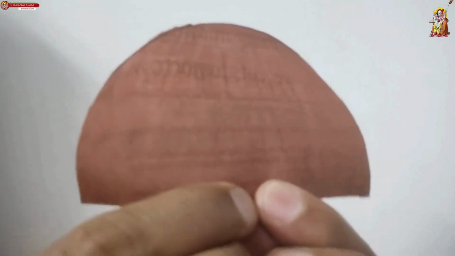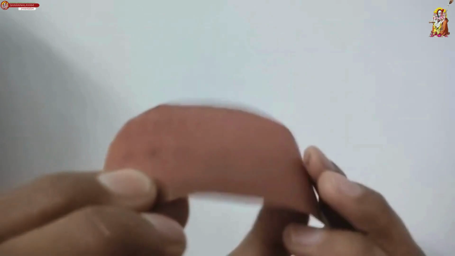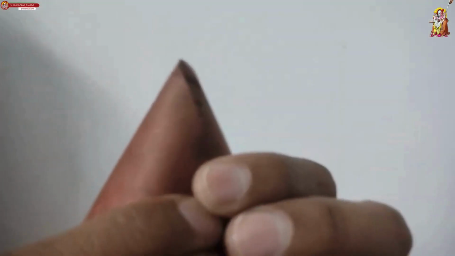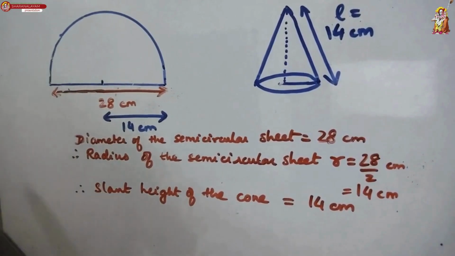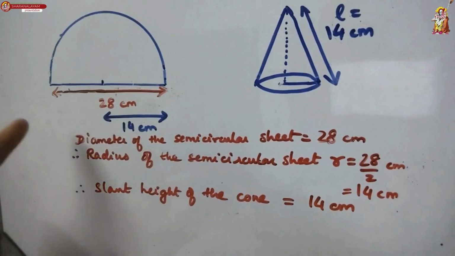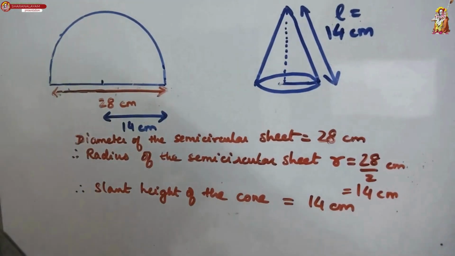So now folded means this is getting divided into 2. So half of this is radius, right? So what do we see? Now the radius has become the slant height. Okay? So now we have the diameter of the semicircular sheet as 28 centimeters. So the radius will be 28 upon 2, 14 centimeters. That becomes the slant height of the cone. Slant height of the cone is 14 centimeters.